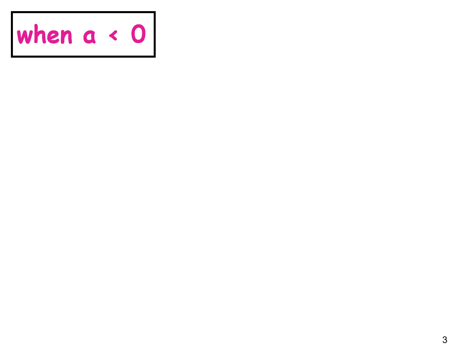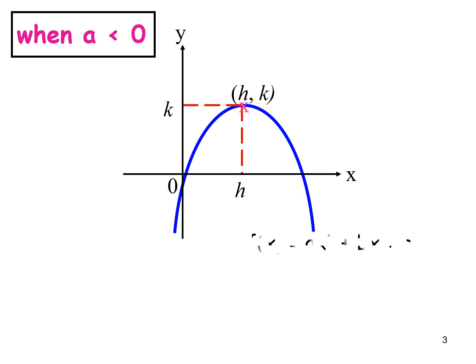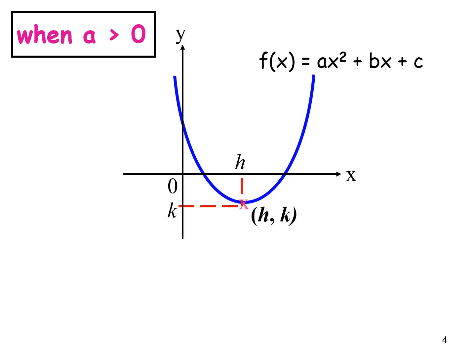When a is less than 0, the graph is like this, and (h, k) is a maximum point for the quadratic function. When a is greater than 0, the graph has a minimum at (h, k) for the quadratic function.